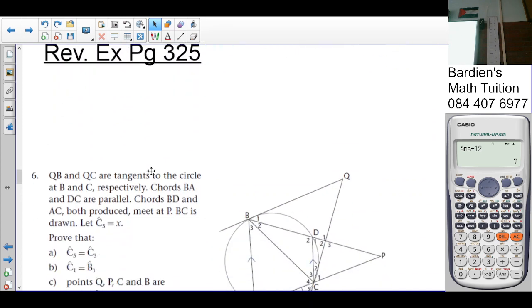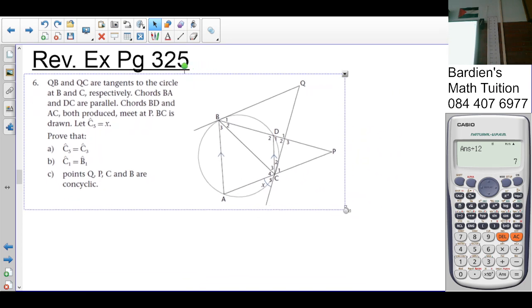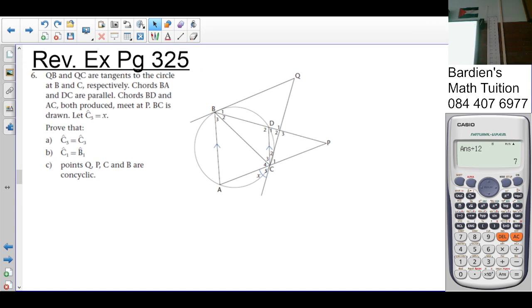The next one, question 6. We are told that BQ and QC are tangents to the circle at B and C respectively. Respectively means to say that QB is with B and QC is with C, in that order. If those are tangents, what do we know? We know that that line is equal to that line, which results in that angle being equal to that angle, and so on. Then it's tangents as well.